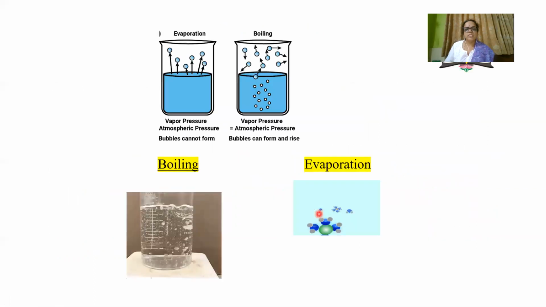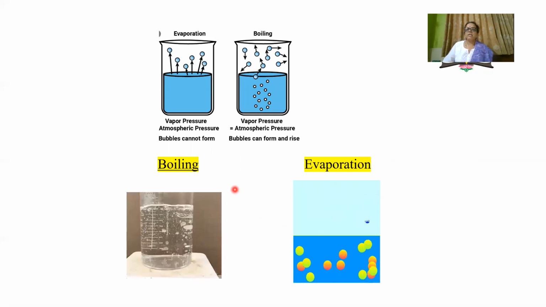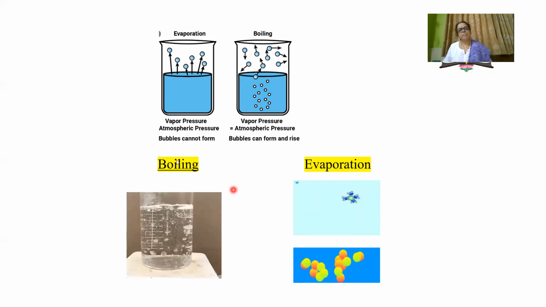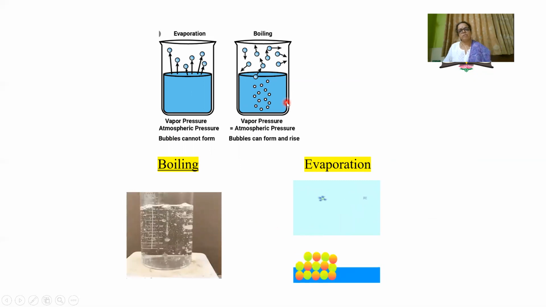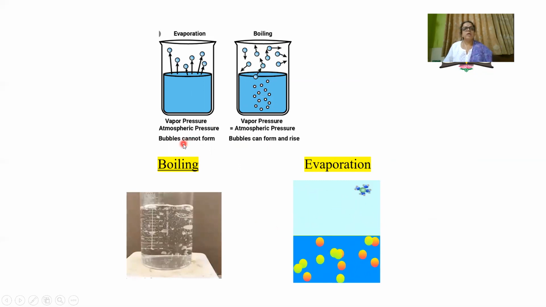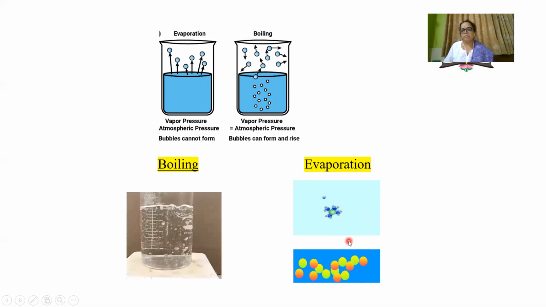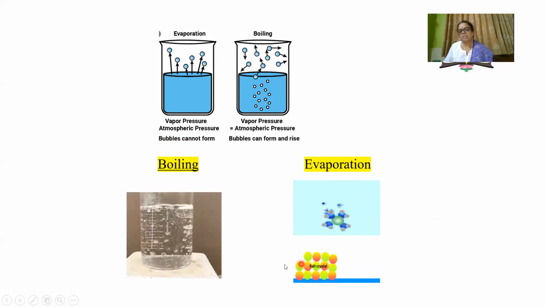First, we will see the process and then continue the theory. This is evaporation, this is boiling. In boiling, bubbles can form and rise. They move upward. And in evaporation, bubbles cannot form. Boiling occurs inside. Evaporation means it moves in the upward direction.